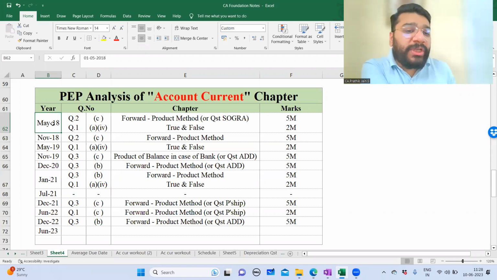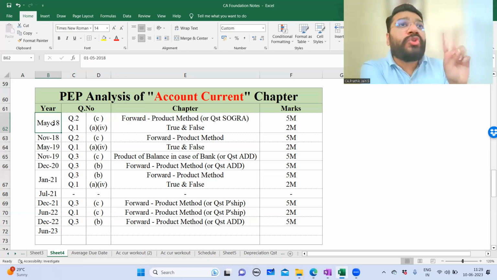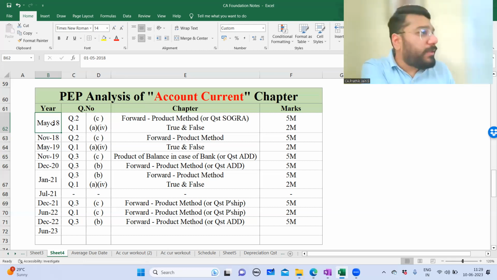November 18, guys, question 2C, there was one independent question under forward method, product method, for 5 marks. May 2019, no 5-mark question, but they asked a true and false for 2 marks. November 19, again question 3C, they asked the product of balances in case of bank. This is a different variety of question under this chapter, and this was also an OR question with average due date. So they gave 2 questions, and you had to choose between account current and average due date and write any one. This was also for 5 marks.